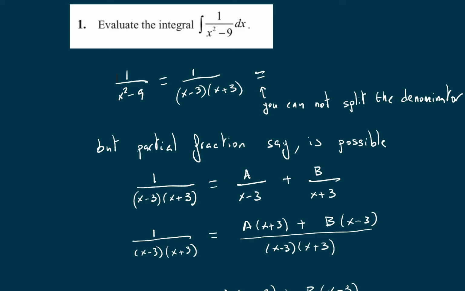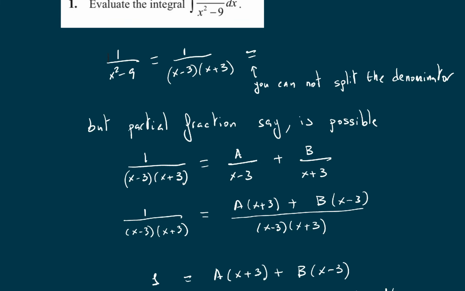So now, is it possible to do it? Yes, it's possible. You know that the common denominator, if you make the sum here, will be a multiplied by x plus 3 plus b multiplied by x minus 3, divided by x minus 3 multiplied by x plus 3. Now we have on the right side of the equation a denominator that is the same as the denominator on the left side of the equation. So the numerator has to be equal to the numerator. So 1 should be a times (x plus 3) plus b times (x minus 3).